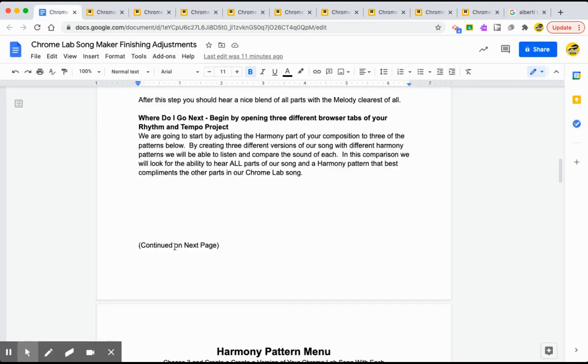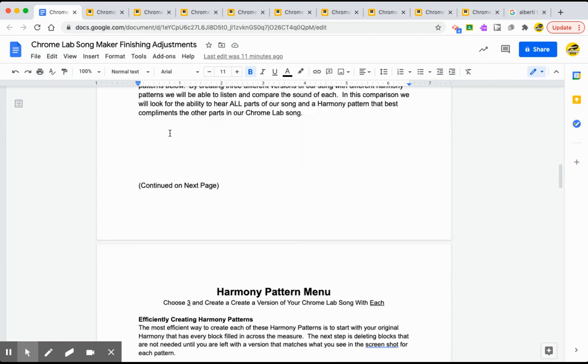Now, once I've done that, we're going to be adjusting the harmony part of our composition, and we're going to do 3 different patterns for this that I'll present to you below. The idea here is to do a comparison so that you can hear what your song would sound like with these different harmony patterns to find the one that best complements and balances your song, so that you can hear all of the parts with, again, the melody standing out the most, and the harmony part isn't matching up with any of these exactly, which doesn't let the harmony part do its job of supporting without covering.